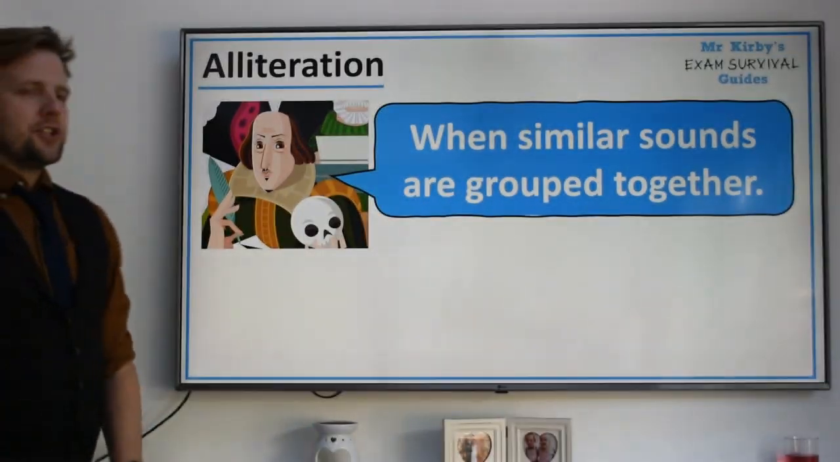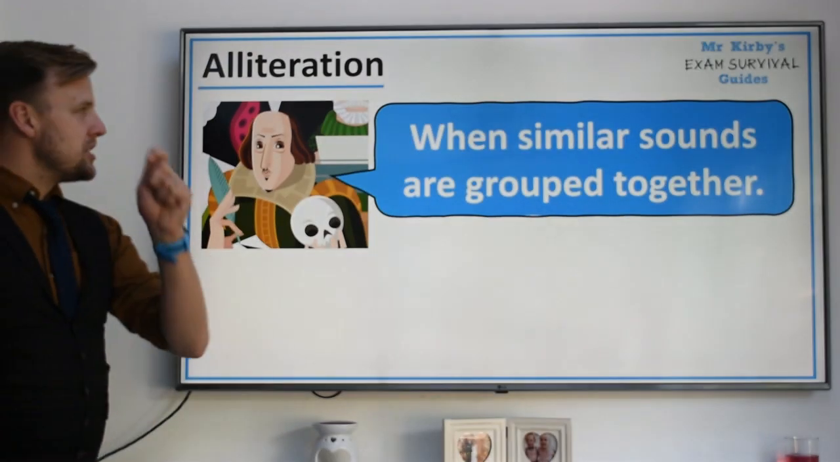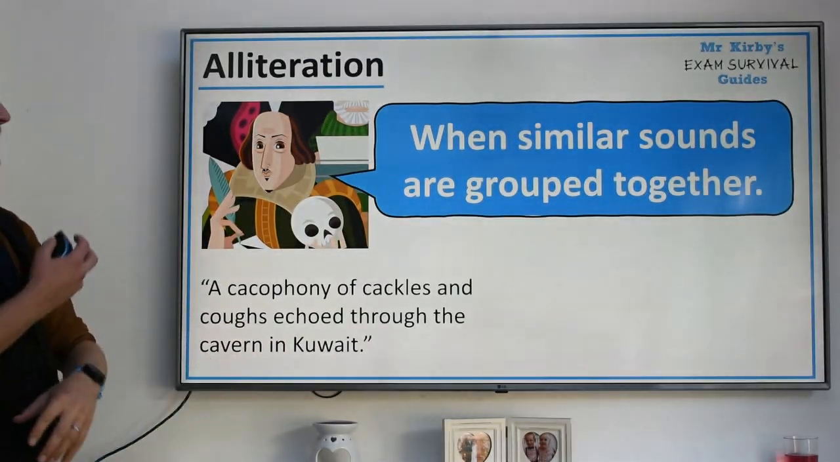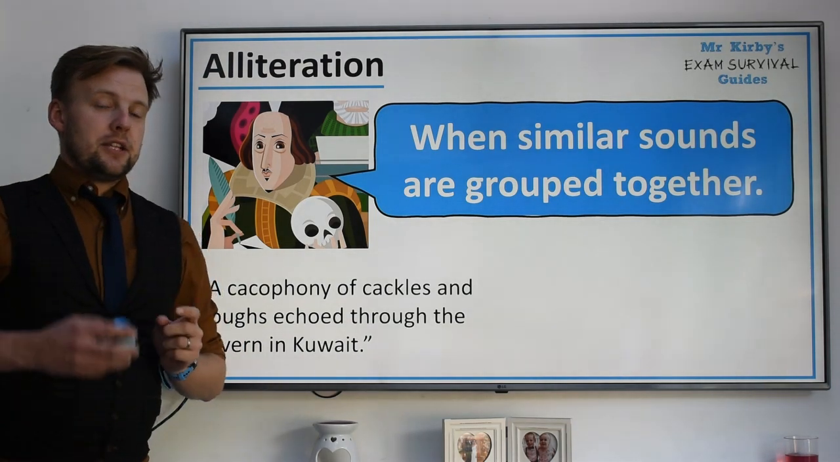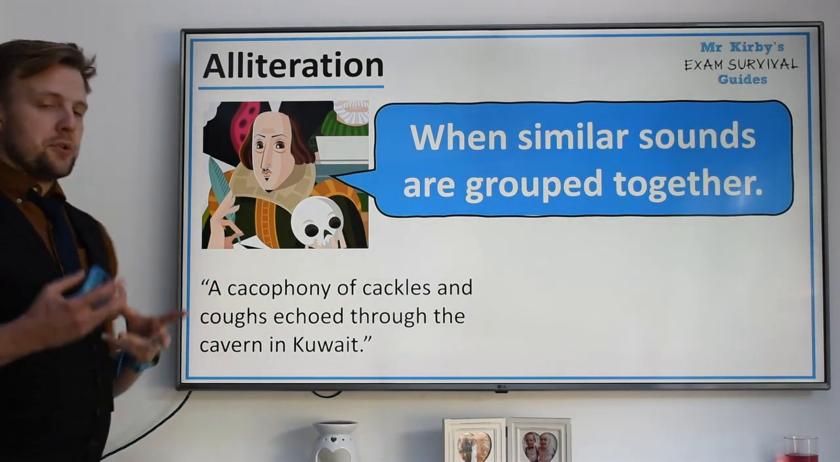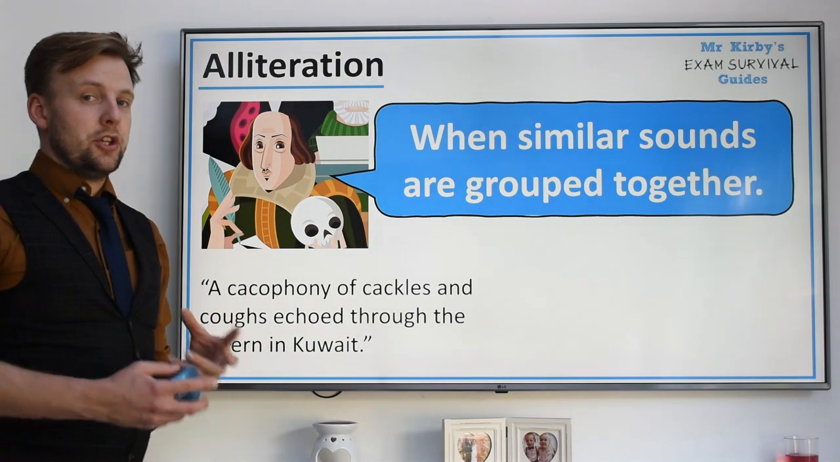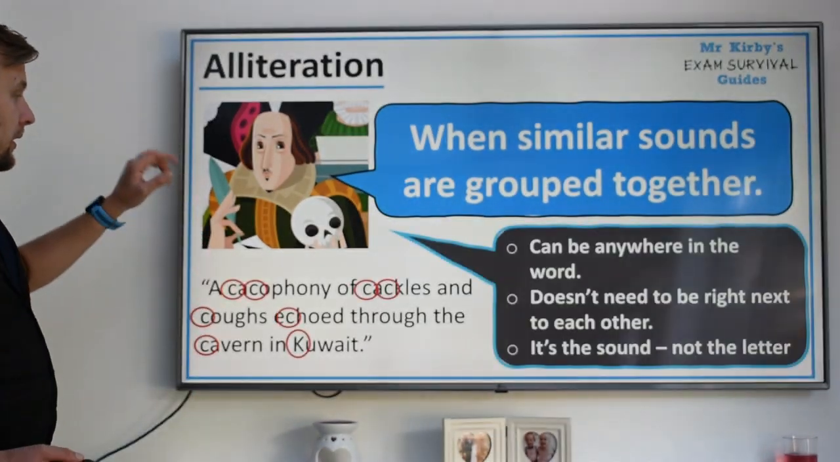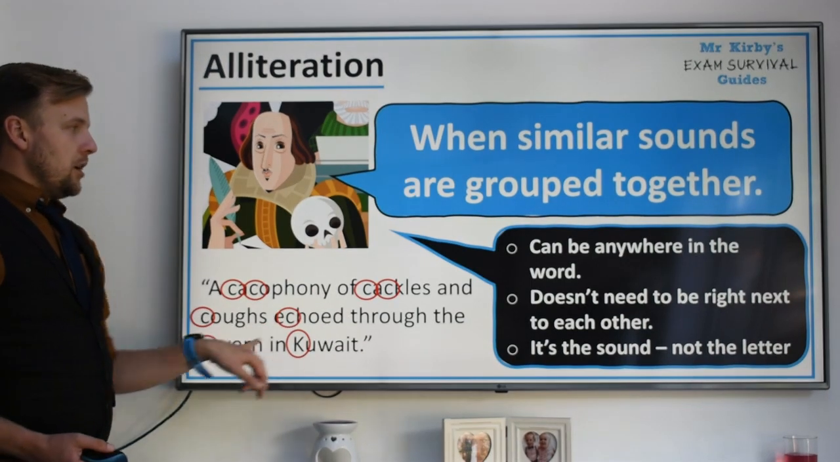Next up, alliteration. Now alliteration is when there are similar sounds that are grouped together. For example, let's have this one. Okay? Now this one is a great way of just going through some key little rules about alliteration that people sometimes forget or misplace. Okay? All of these are examples of alliteration.